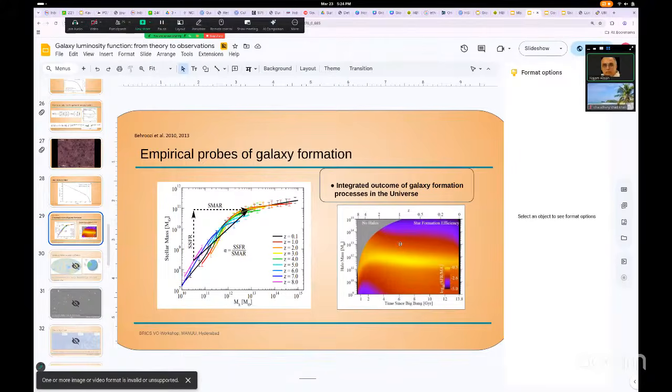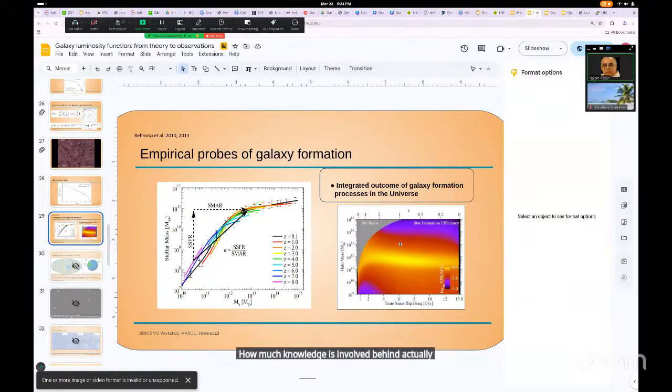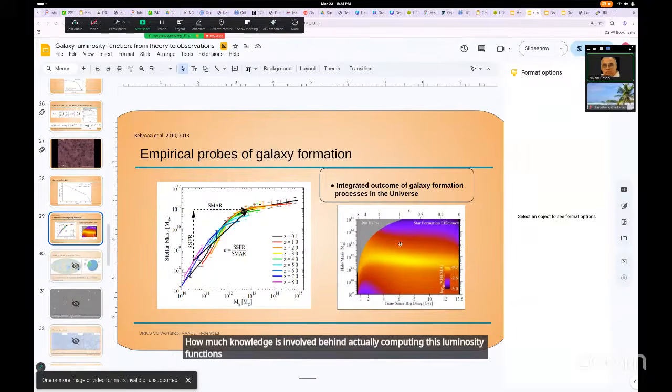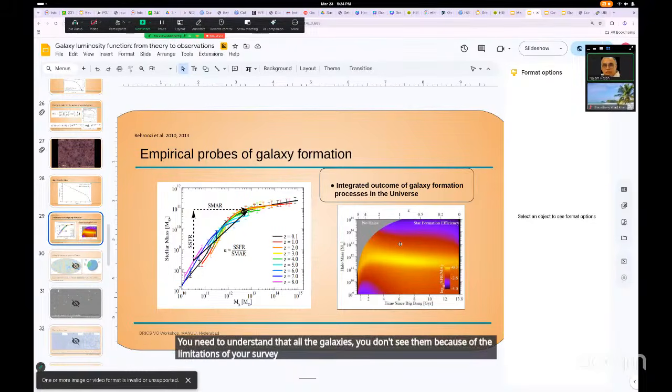Okay, so that was a long-winded way to get to a simple thing, which is measuring and counting these galaxies. But you can see how much knowledge is involved behind actually computing these luminosity functions. Even though it's a simple counting business, you need to know the volumes, you need to understand what those volumes mean. You need to understand that you don't see all the galaxies because of the limitations of your survey. And after you do that, then you can get at the true luminosity function of galaxies.